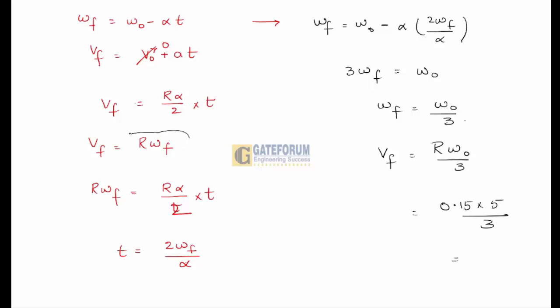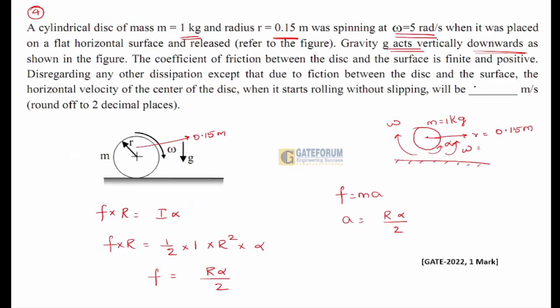Right? This is the condition, no? That's why I am substituting in parallel. You will get around 0.25 meter per second. Simple question. This is a 1 mark question. An elaborated explanation. Hope you people have clearly understood. Moving to the next question.